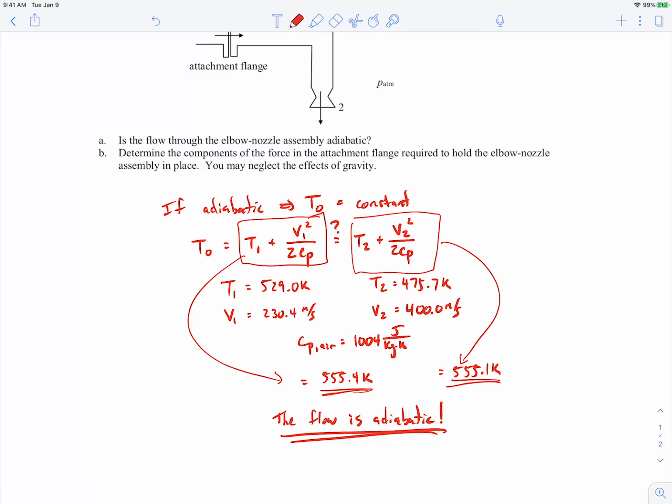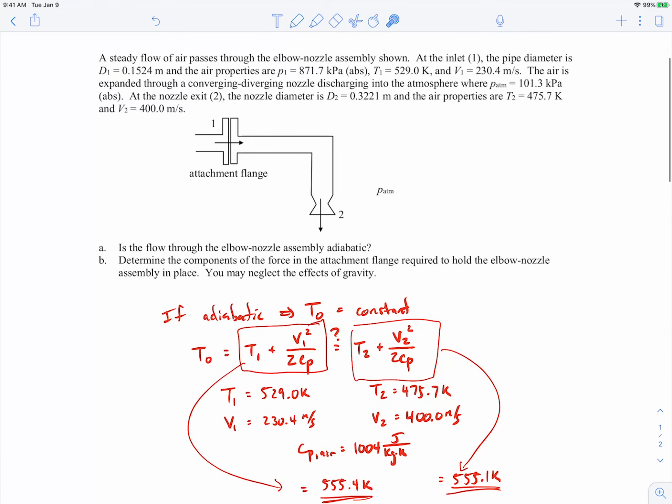Okay, so again, part A we found just by checking to see if the stagnation temperature is a constant, because that would be what would happen if the flow was adiabatic. Now for part B, to find the forces, that will be an application of the linear momentum equation. Since we're trying to find forces, they show up in the linear momentum equation. Let's go ahead and apply the linear momentum equation to a control volume that cuts across the attachment flange, crosses the exit plane, and then looks like that. So that'll be our control volume.